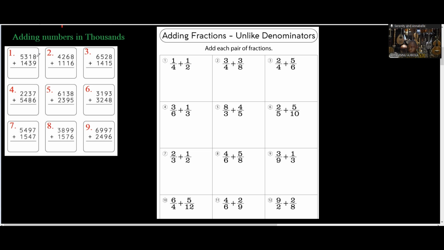We have 8 plus 9 gives us 17, but we cannot write 17 because it's greater than 10. So we put 7 and we keep 1, okay? Then that 1 we add to the next column, which is 1 plus 3 gives us 4, then plus the 1 at the top gives us 5, okay?